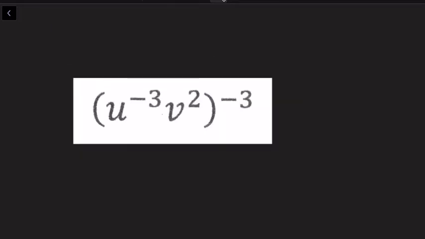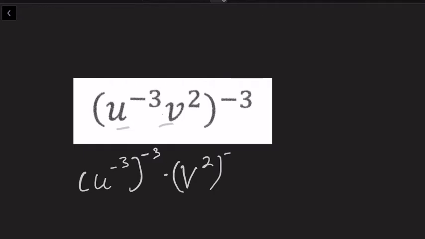This next problem, we have a negative outside. So what I want to do is essentially the same thing where I'm going to distribute the -3 to each value in here. So u to the -3rd raised to the -3rd times v squared raised to the -3rd.